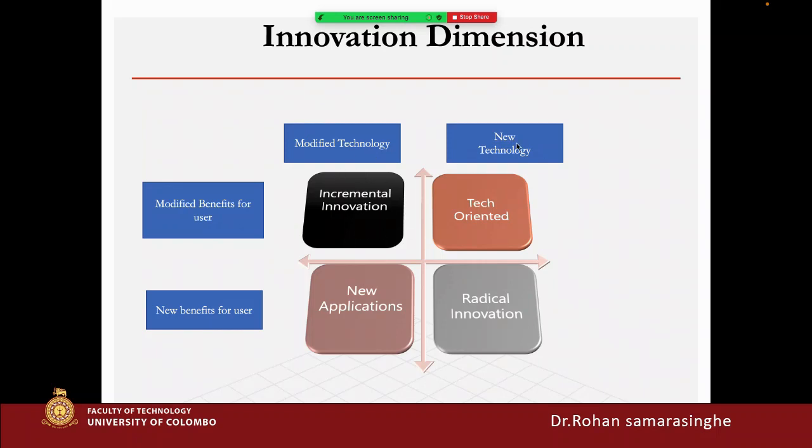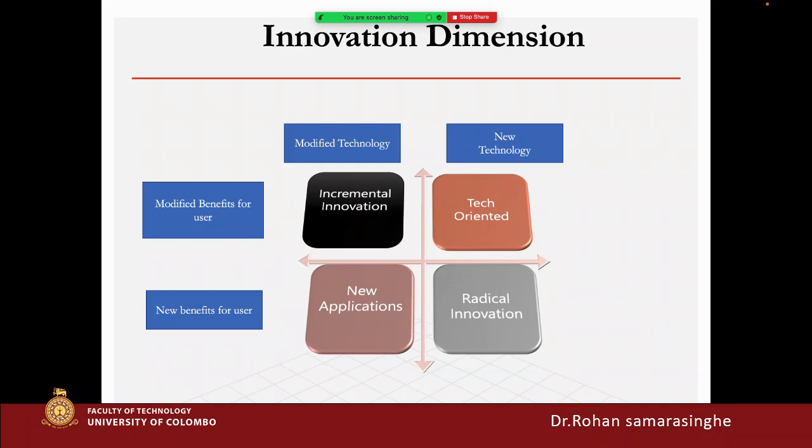Using the new technology, if the users can get the modified benefit, that is called the tech oriented. So the new technology and new benefit for the user gives the new application. This is called the radical innovation. You know that this is highly related to the commercialization. The radical innovation, early on it will be difficult to introduce the idea about the products to the end users.